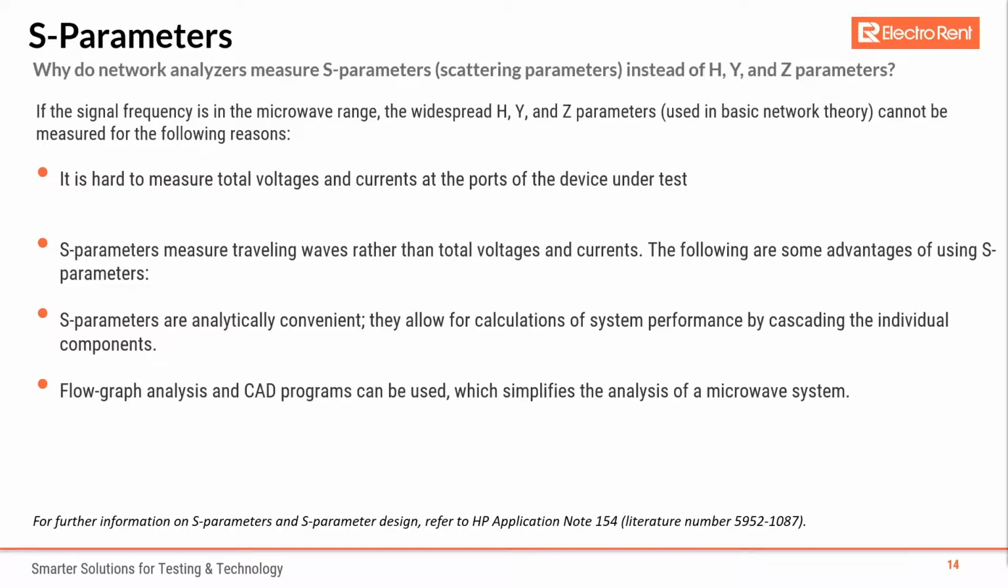So the basic measurements to determine the S parameters are familiar and well-established microwave measurements such as the reflection coefficient, attenuation or gain, and phase. Also, from S parameters, you can compute H, Y, and Z parameters if you need to. Another popular reason for S parameters is that flow graph analysis can be used, as well as CAD programs, which simplify the analysis of a microwave system.